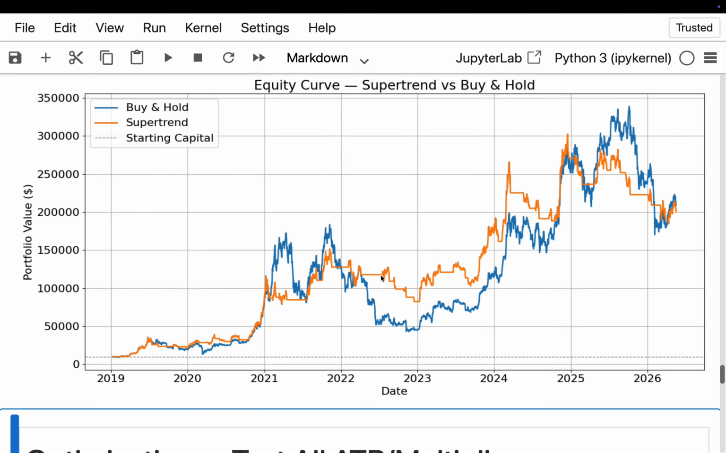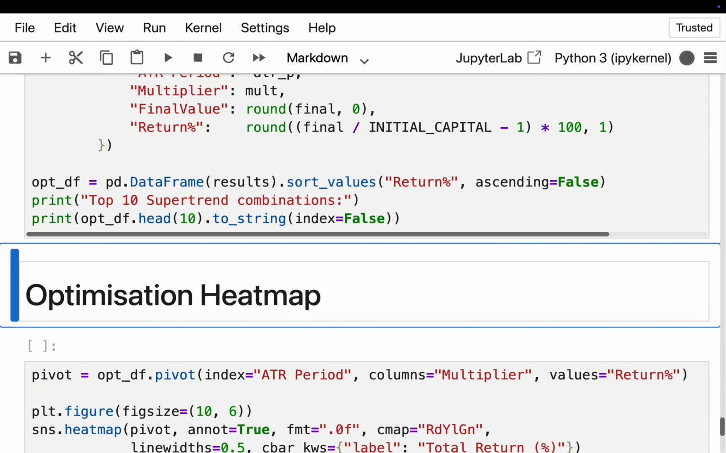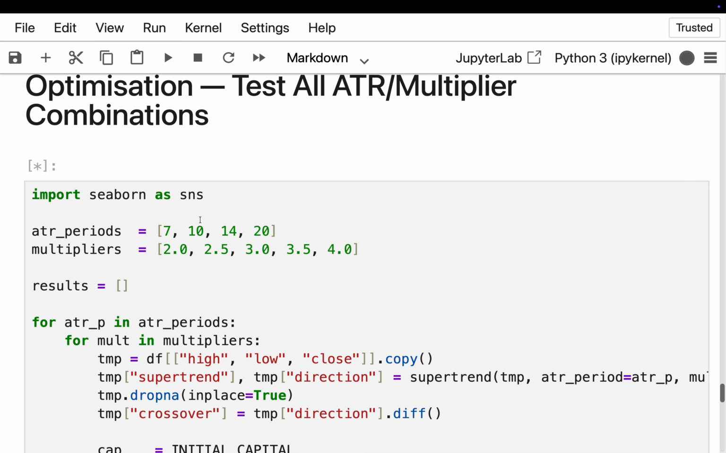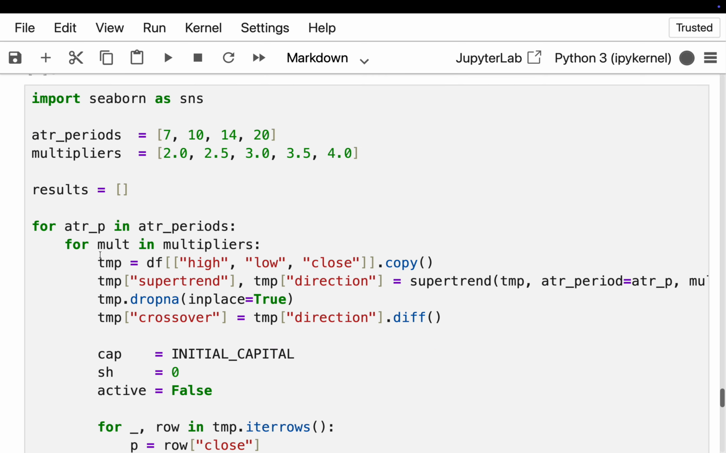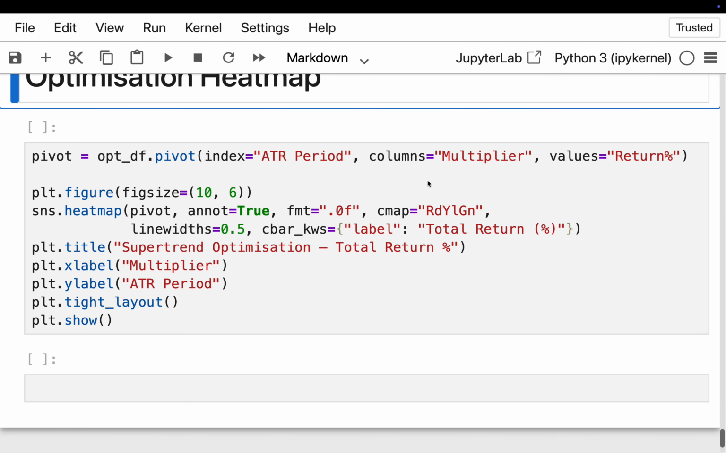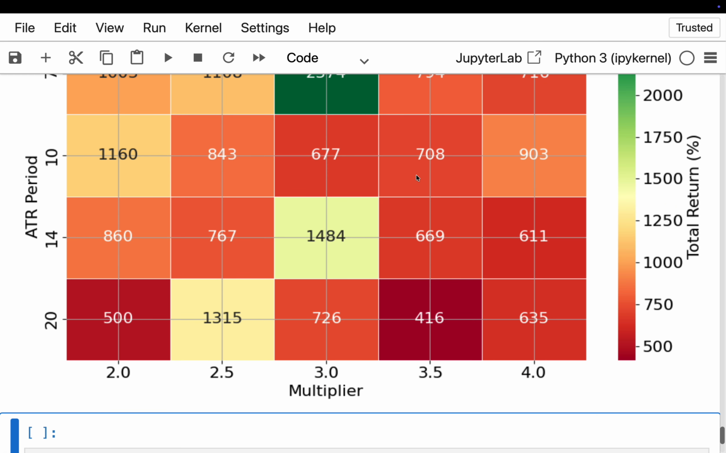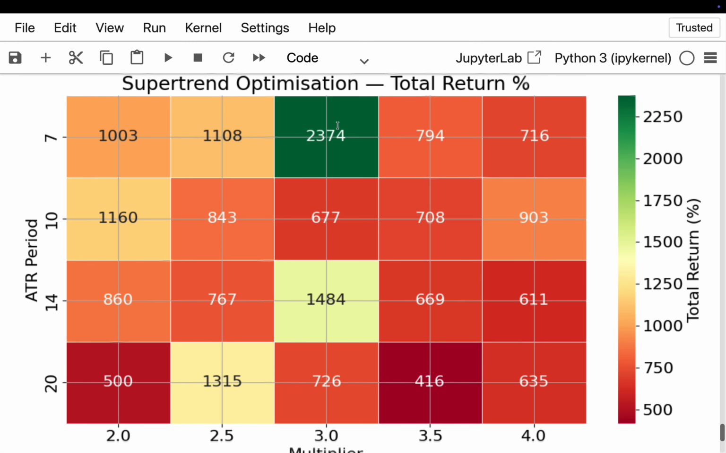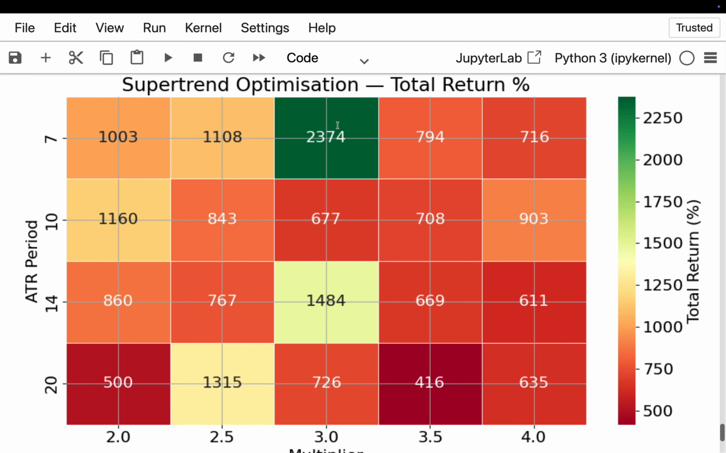Third problem, the optimization heatmap. We tested every combination of ATR period and multiplier, and the best combination, ATR 7, multiplier 3, returned 2,377%, which is 20% more than the default settings. That sounds great, until you realize we found that by looking at historical data first. In live trading, you don't get to pick the best parameters in hindsight. That 2,300% combination might completely fall apart on future data. This is called overfitting, and it is the silent killer of back-tested strategies.